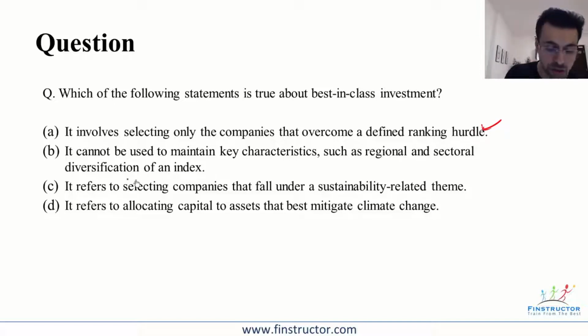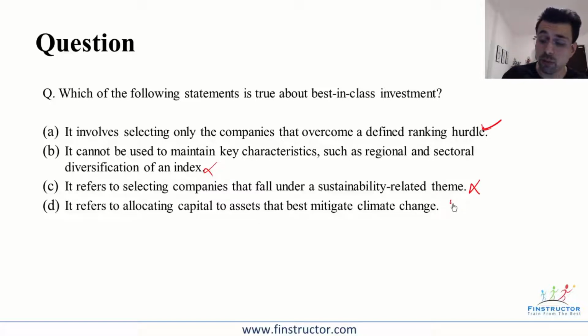Let's check the other options also. It cannot be used to maintain key characteristics such that regional and sectoral diversification. No, that's wrong. We studied that it can be. Even though you're picking the best in class, you can still keep the same weight in the different sectors. It refers to selecting companies that fall under a sustainability related theme, not necessarily. So we can be outside the theme, but we are still in the best in class within that.